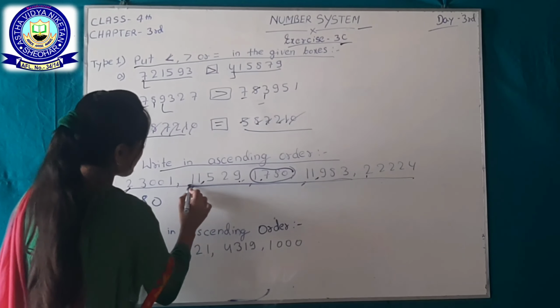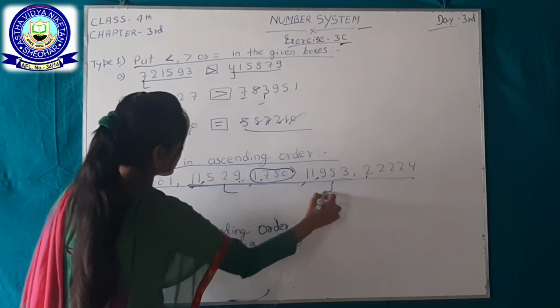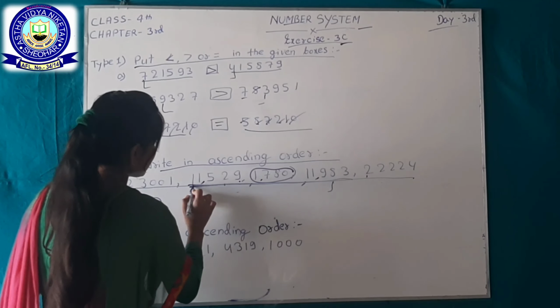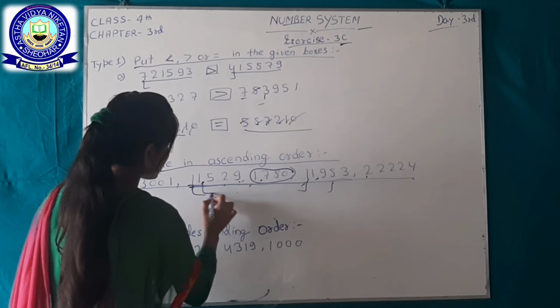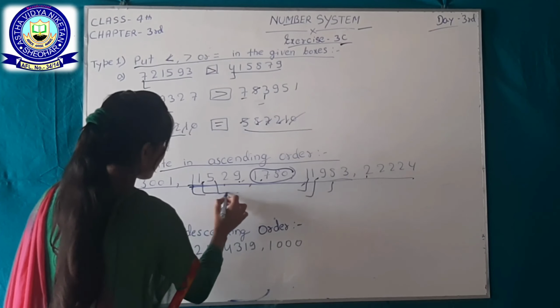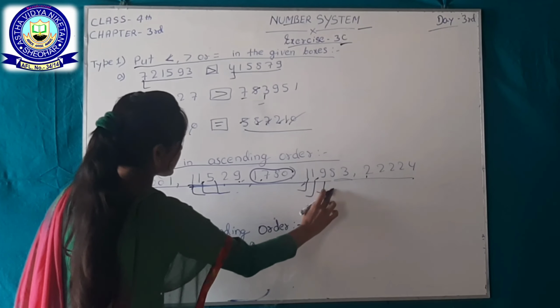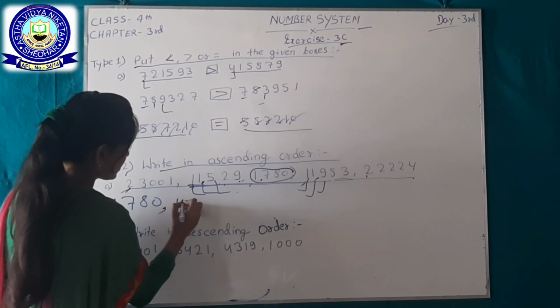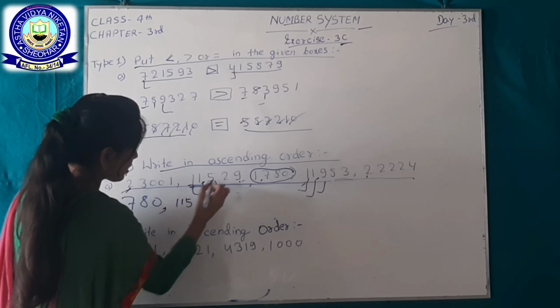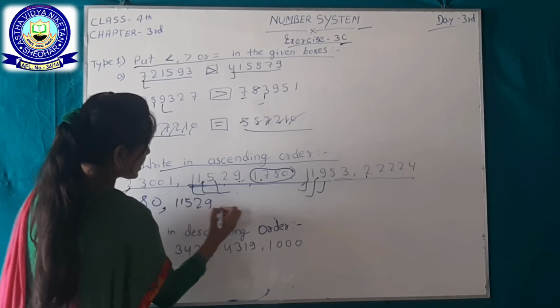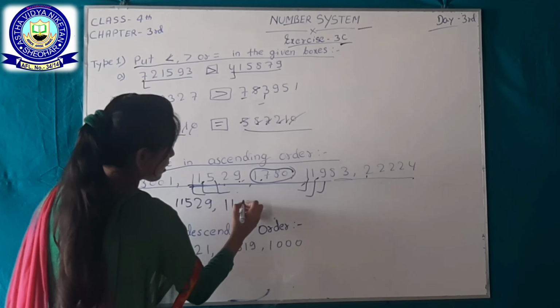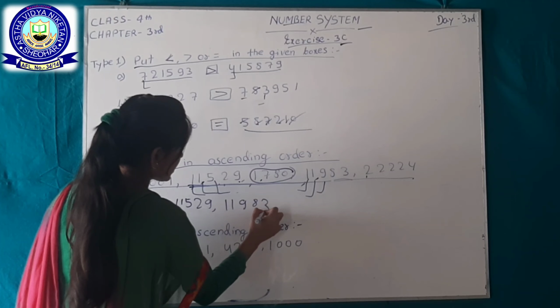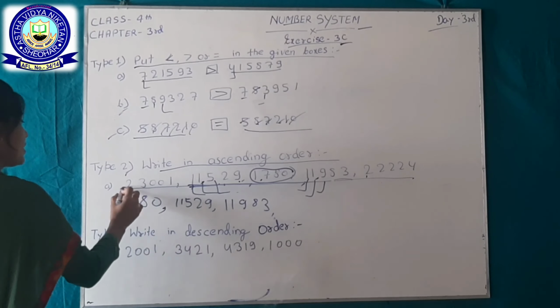And now you have to compare these two numbers. Let's start. Here is 1, here is 1, here is 1, here is also 1, here is 5 and here is 9. This is smaller than this number. So in the second line you have to write this number, and in the third, 11,983.